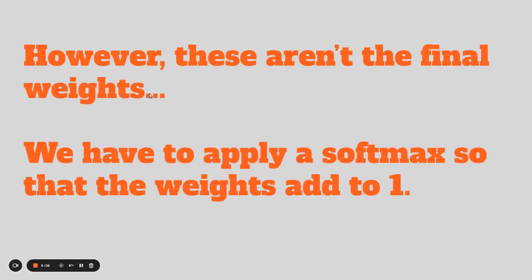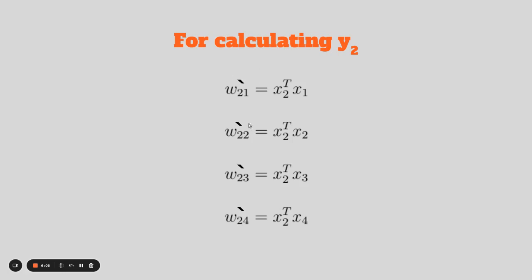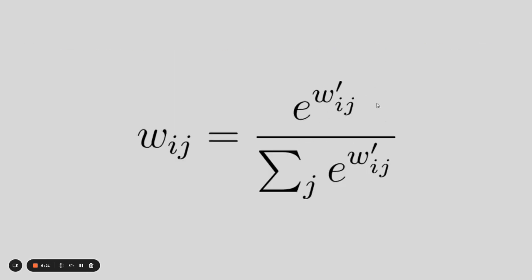But these aren't the final weights because these won't add to 1. So usually when you get normalized scores, what do you do to make them add to 1? You apply softmax. That's what you do here also. So you take all the weights.